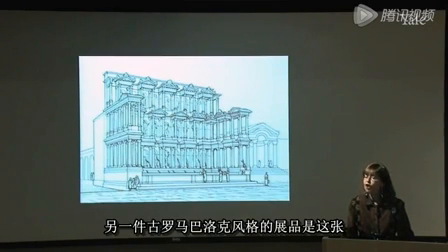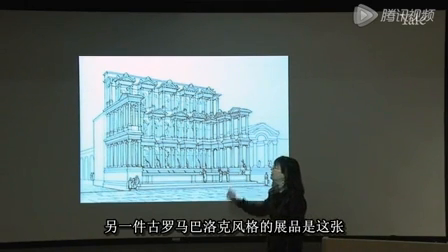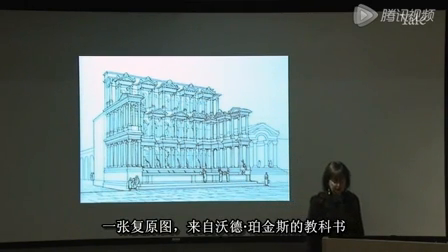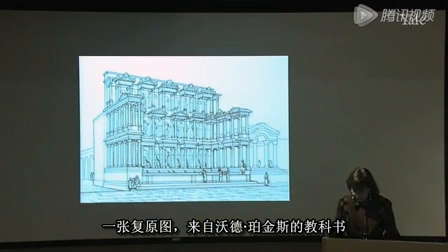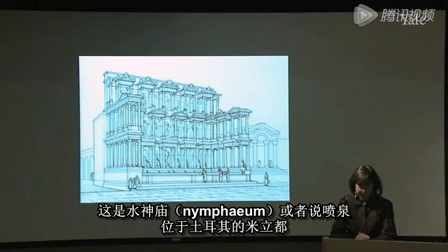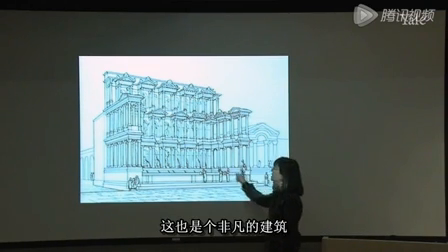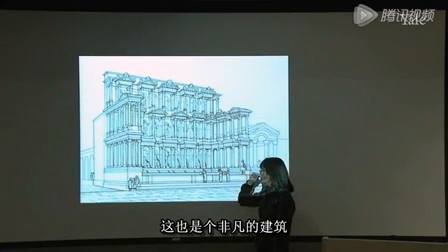Another showpiece done in this same ancient Roman Baroque style is the one that you see here in a restored view from the Ward Perkins textbook. It dates to the early 2nd century AD. It's a nymphaeum, or a fountain, located at Miletus in Turkey. We see it here. And it was also an extraordinary structure.